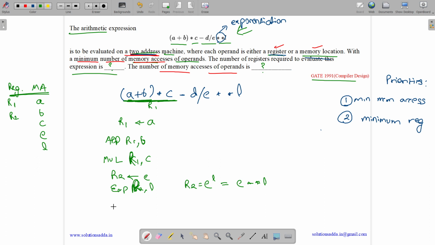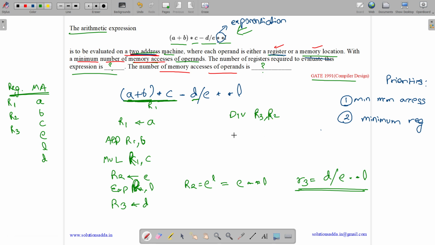Now we bring into register R3 the value d. So we have a memory access for d and we use register R3. Here d is the first operand, so we bring it into a register, because the first address in the instruction is the destination as well as the address of the first operand. Then we do divide R3 by R2, so R3 equals R3 divided by R2. R3 has d and R2 has e to the power l. Do we have a memory access? No. Do we have an extra register? No. These are capital R's.